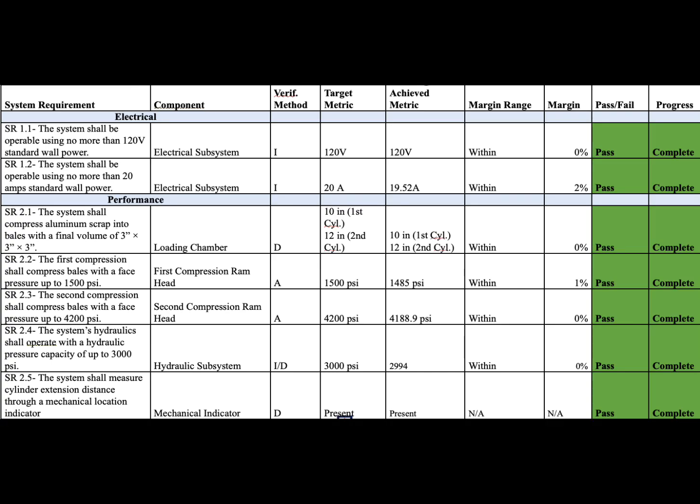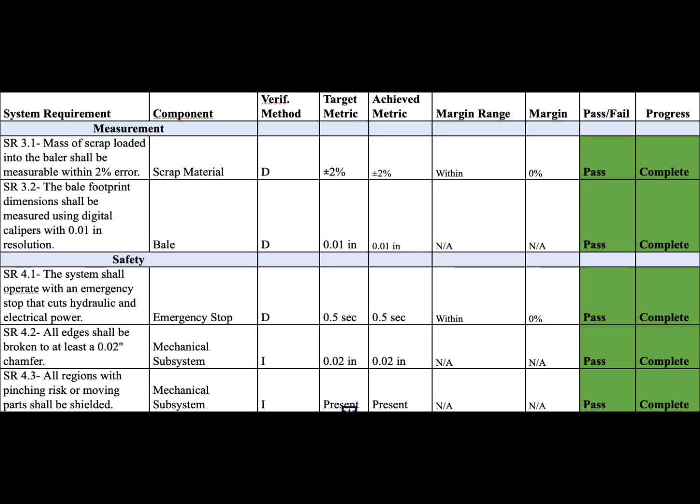In addition, we included a mechanical indicator to track cylinder displacement, which helps monitor system operation. Some measurement and safety features, like precise mass measurement, emergency stop response time, and guarding, are currently in progress, but have been incorporated into the design. Overall, the system meets all critical performance requirements and is on track to fully satisfy all remaining criteria.